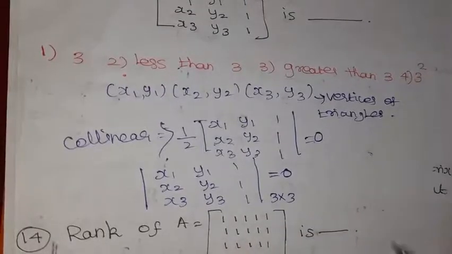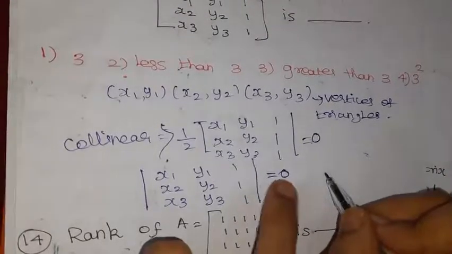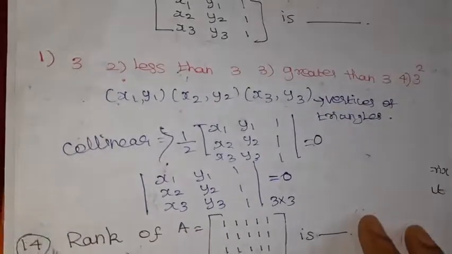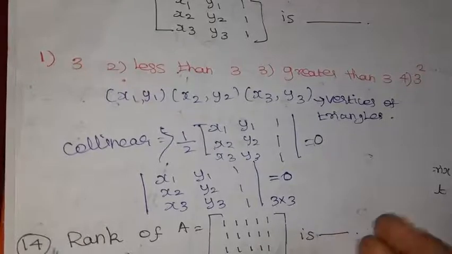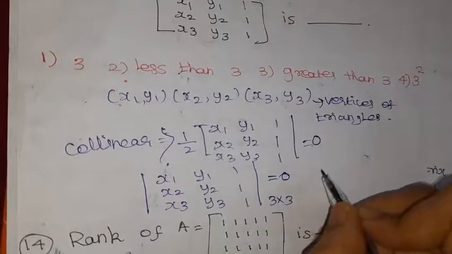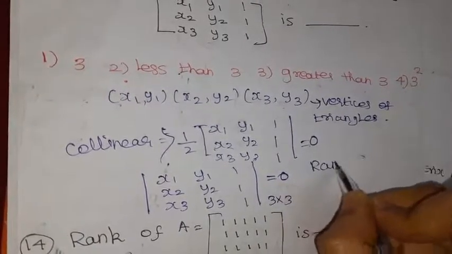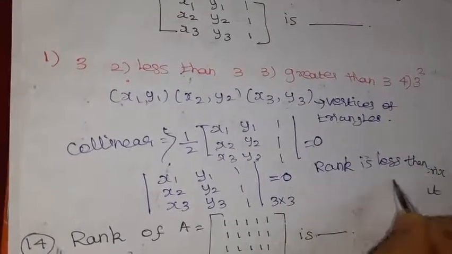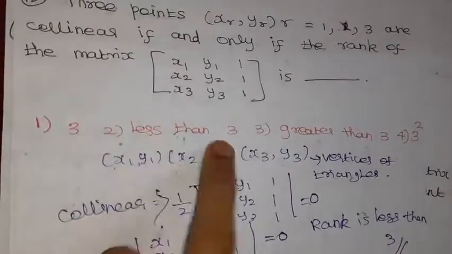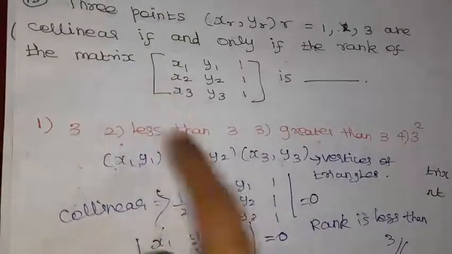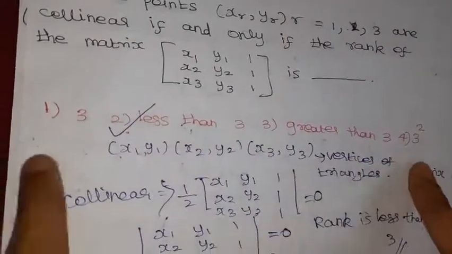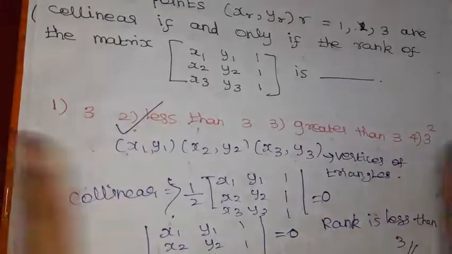Rank should be less than 3. For a 3 cross 3 matrix, the order 3 minor should not survive. It may be that the rank of the matrix is less than 3, not 3. Rank is obviously less than 3. So this is the answer, less than 3. The rank of the matrix is less than 3, not greater than 3 or equal to 3. It should not be 3 or greater than 3, it is less than 3.